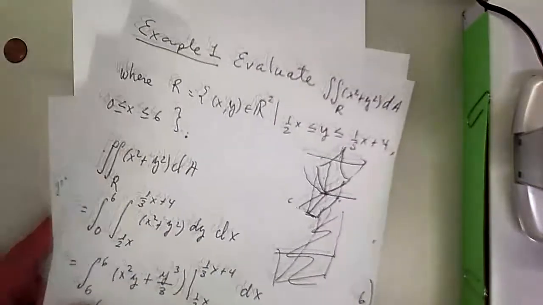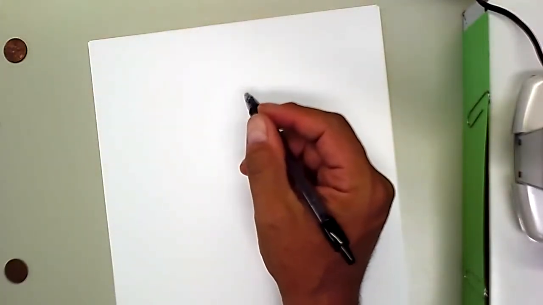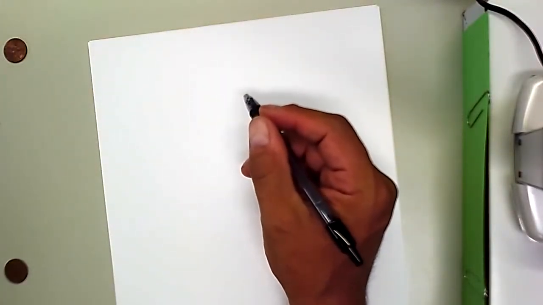All right, so that was just one example. The examples are getting longer in this multivariable calculus class.